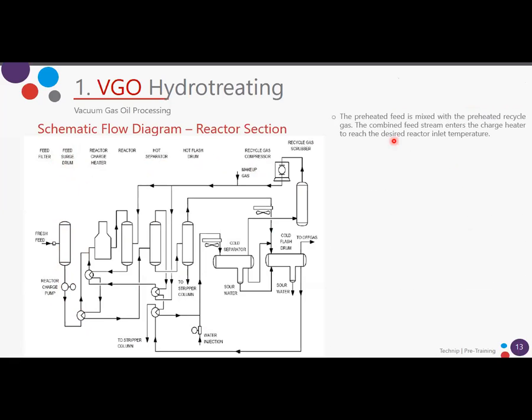Then the preheated feed is mixed with the preheated recycled gas. The combined feed stream enters the charge heater to reach the desired reactor inlet temperature. So here you will mix with this recycled gas, that is the hydrogen, and you will go to this charge heater to obtain the desired temperature for the reaction.